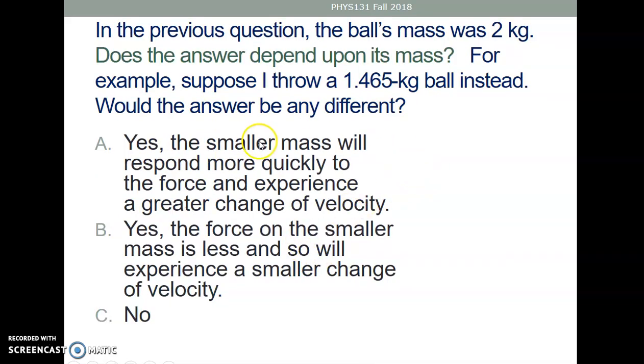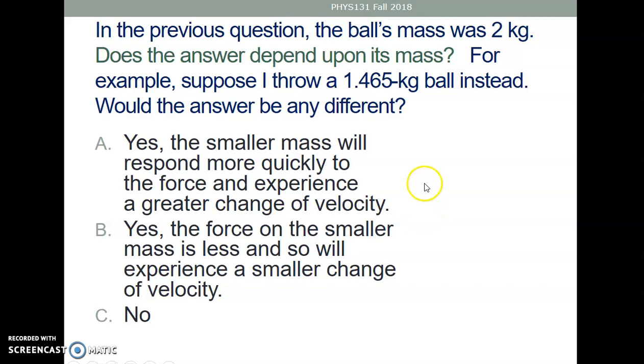All right, next one. In the previous question, the ball's mass was 2 kilograms. Does the answer depend on its mass? In other words, if you threw a 1.465 kilogram ball instead, would the answer be any different? A, yes, the smaller mass will respond more quickly to the force and experience a greater change of velocity. Or B, yes, the force on a smaller mass is less, and so it will experience a smaller change of velocity. Or C, no, the answer will not be different at all.